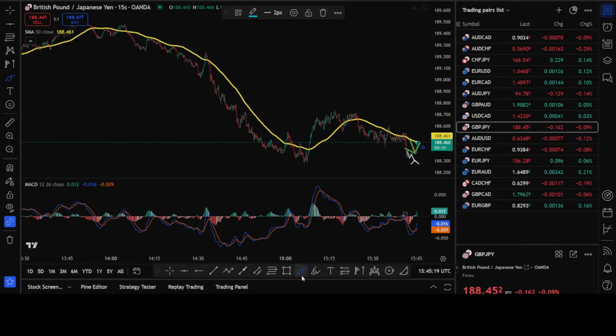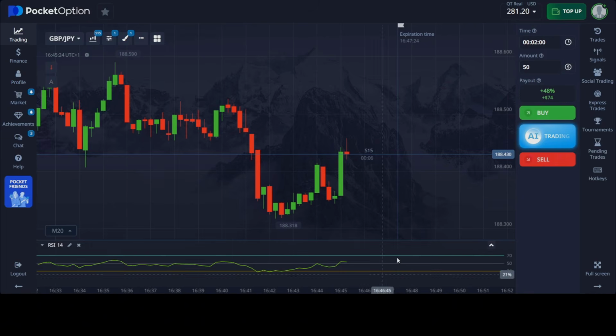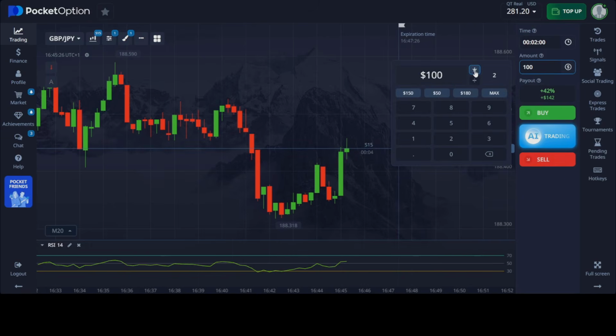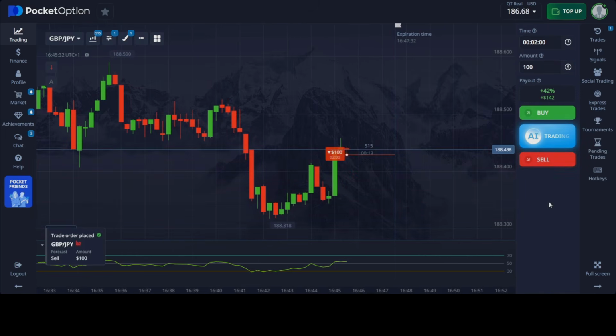We mark the potential pullback zone to the SMA, a key resistance level where price previously tested the line and bounced down. The green arrow marks expected price movement back to SMA 50, where another rejection is likely. I double my investment amount and enter another sell trade.